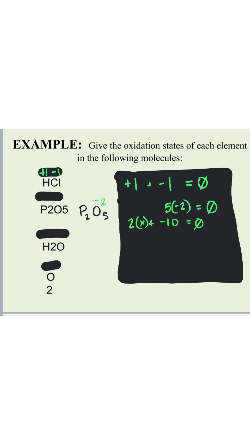So if I do that, then what I can do is a little rearranging of my equation here, and I get that x is equal to a +5. So P2 is +5. Now, it is really important that you have your positive and negative on the numbers. Don't just put 2 and don't just put 5. It needs to show whether it is gaining or losing electrons, and that positive and negative tell you that.